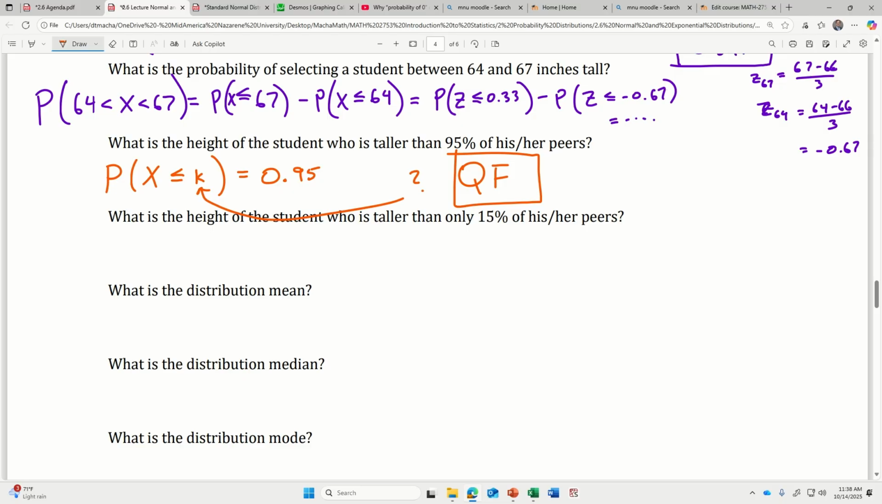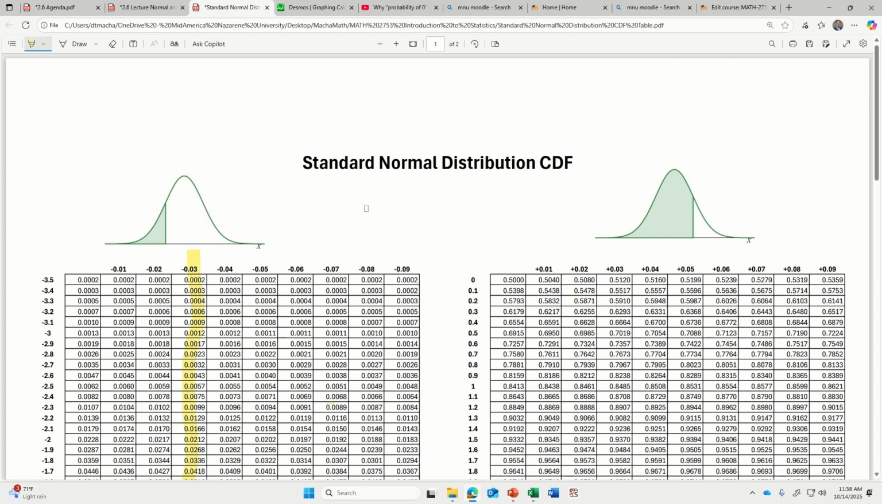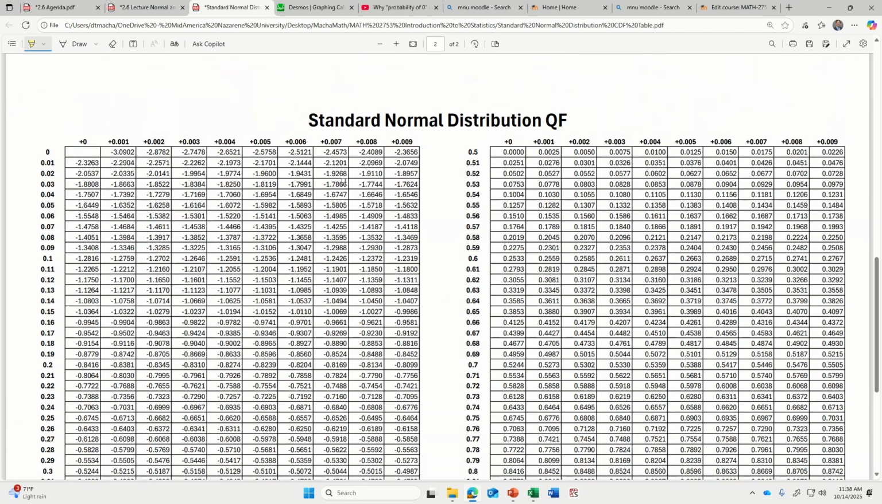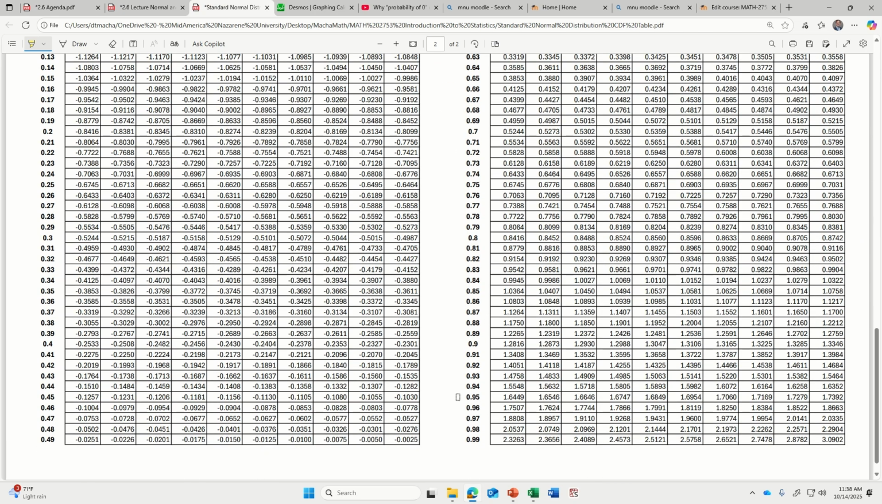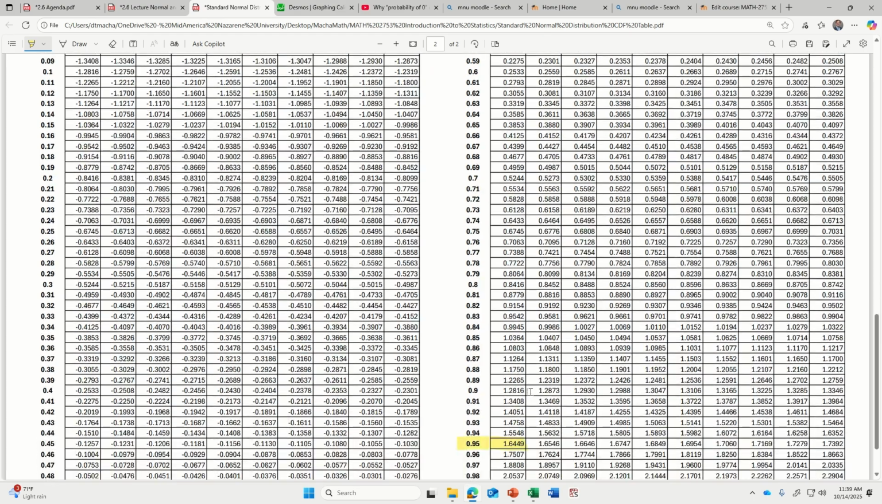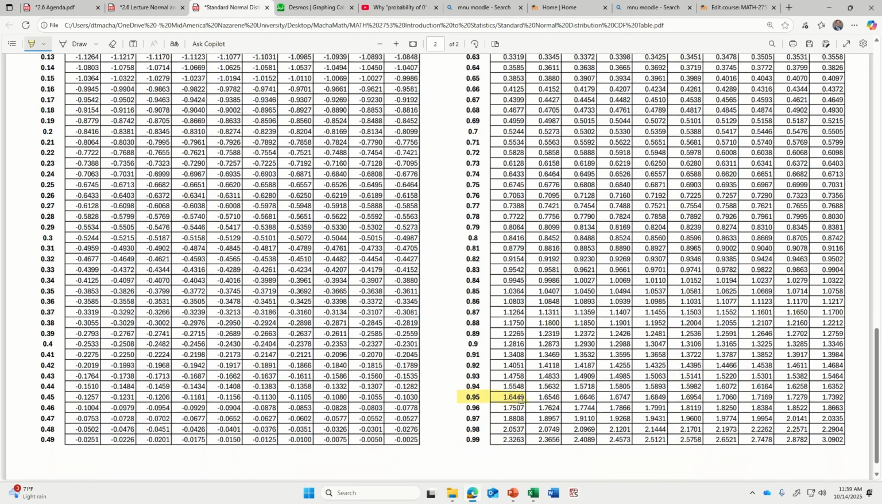And so we're starting with a probability of 0.95. So let's go to my standard normal distribution quantile function. I'm looking for 0.95. Here it is. And that corresponding z-score is 1.6449.